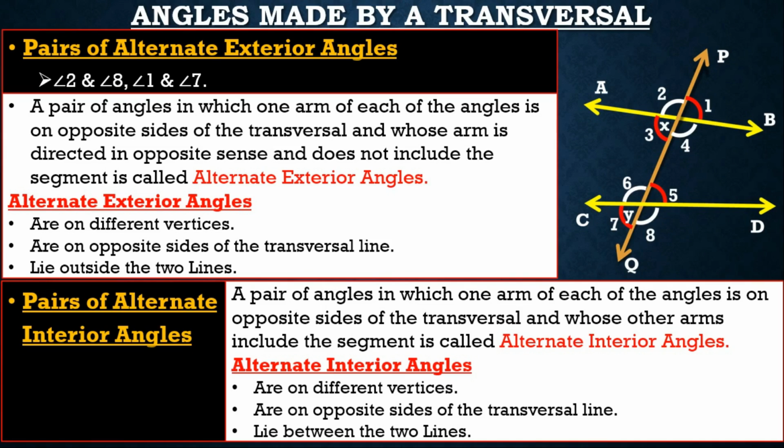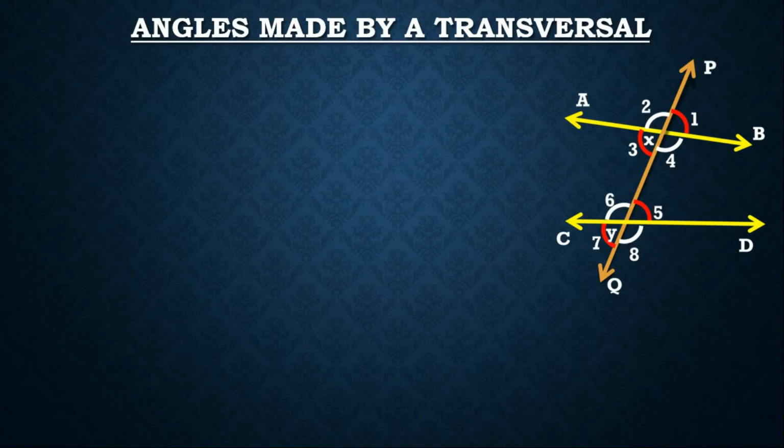So which are the pairs of alternate interior angles? That is angle 3 and angle 5. This angle 3 and angle 5. Angle 4 and angle 6 is one more pair of alternate interior angles. I hope you all got the concept of pairs of alternate interior angles and also of alternate exterior angles. Now let us see another angle which is made by a transversal.